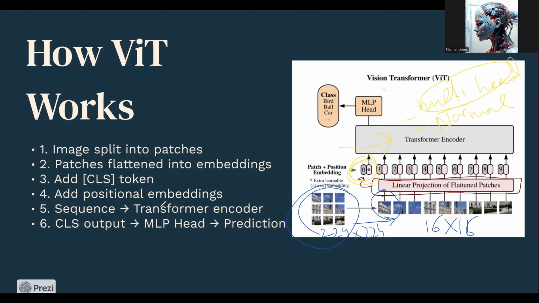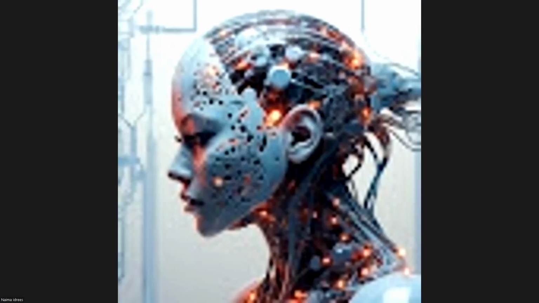And then we have the MLP head, which is the classification head. After encoding, the output corresponding to the class token is taken into the MLP head. This goes to a small neural network, which we are calling MLP, to predict the final class, like classifying the image as a cat or something else.